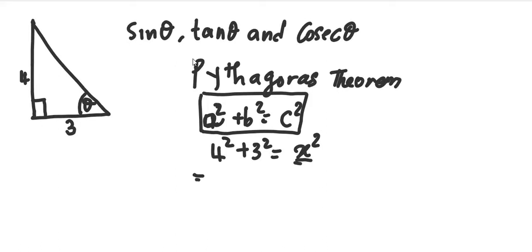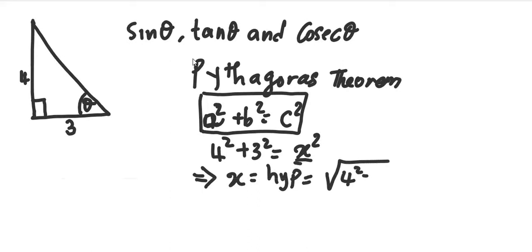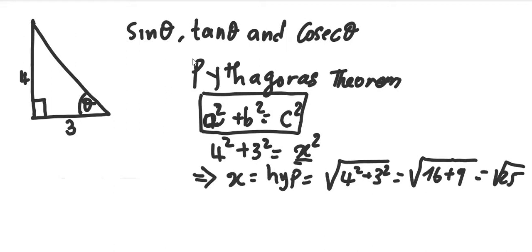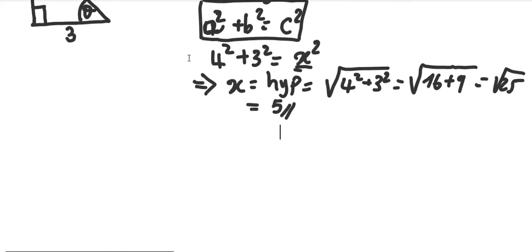This implies that our x, which is equal to the hypotenuse, is equal to the square root of 4 square plus 3 square, which is equal to the square root of 16 plus 9, which is equal to the square root of 25, which is equal to 5. Now we have our hypotenuse. The next step now is to find sine theta.